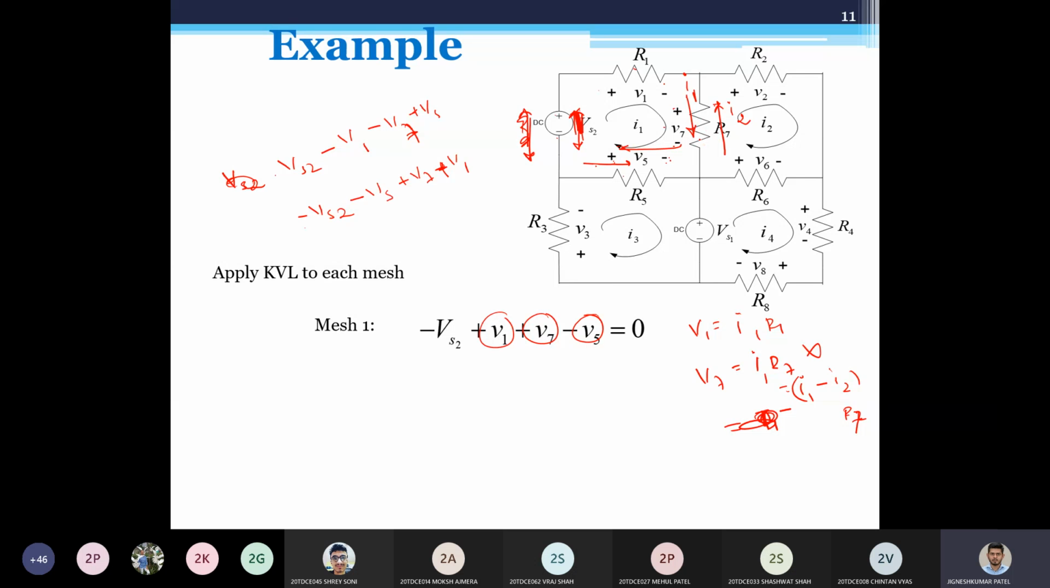The current flowing through R7 is actually I1 from this direction, I2 from this opposite direction. So the equilibrium current would be I1 minus I2, and the voltage will appear according to that I1 minus I2. So I'll write I1 minus I2 into R7. Same way for V5. See here V5 is in between I1 and I3. So V5 would be I1 minus I3 into R5. So you have to take care of this.